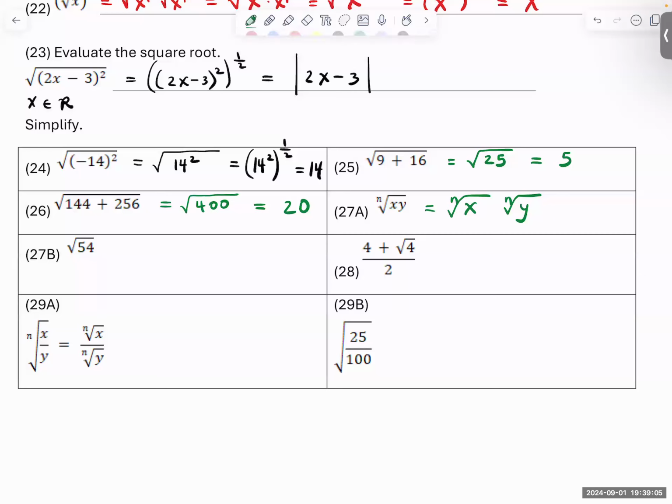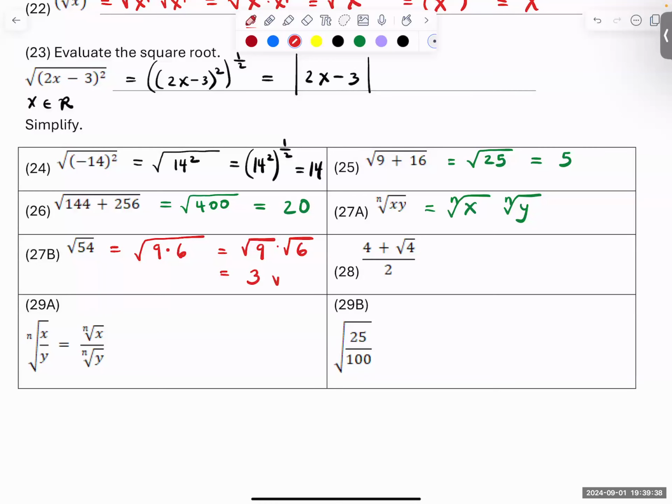27b. The principal square root of 54, we want to simplify by finding a whole number that is a perfect square, like 9, and 9 times 6 is 54. So this can be rewritten so that the radicand is a product of a perfect square times a non-perfect square, and then separate the square root of 9 times the square root of 6, which equals the whole number 3 times the principal square root of 6.